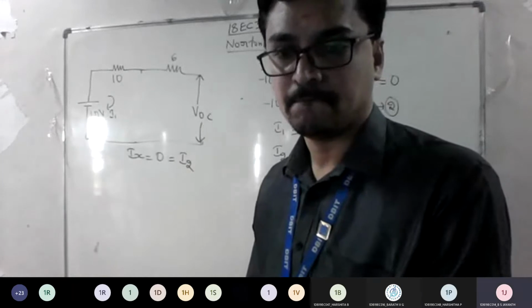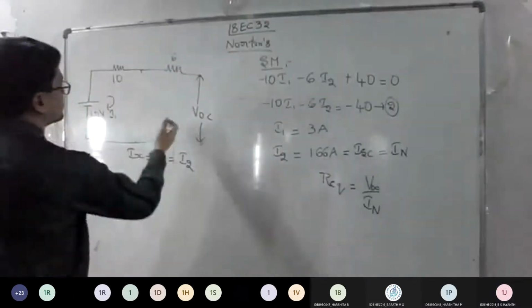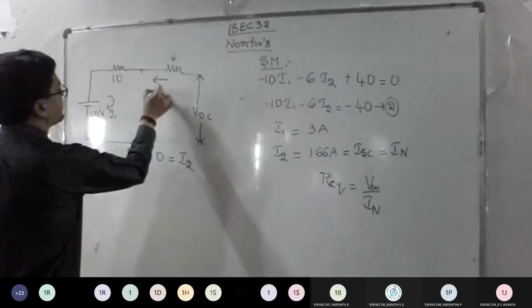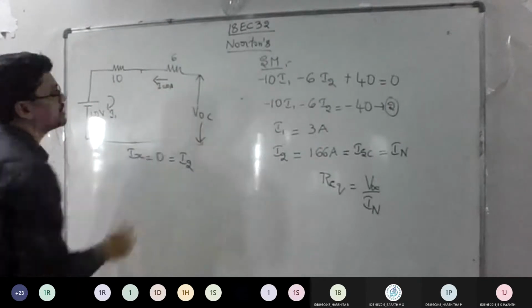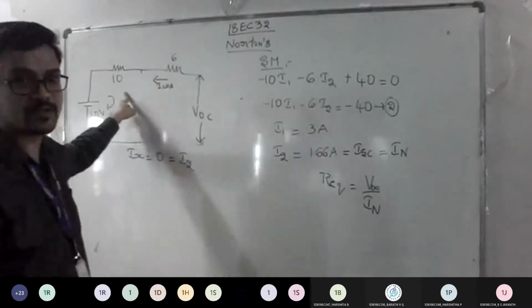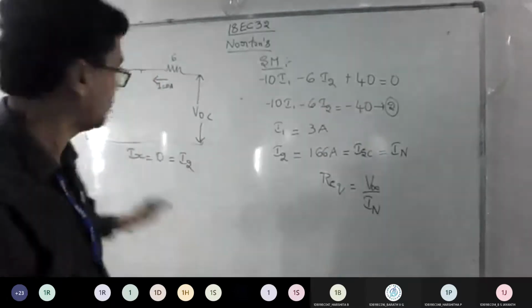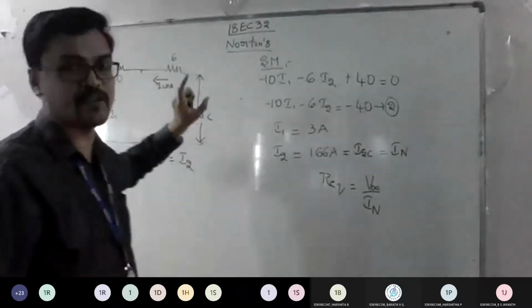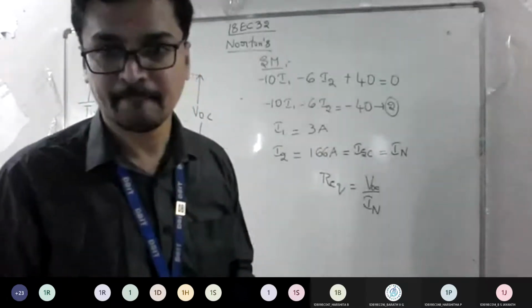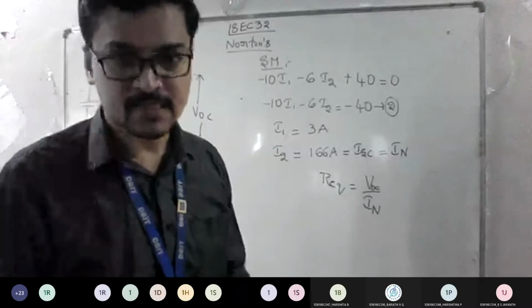Sir, 40 volts only. 40, sir? You will get the same, right? See, the concept is simple. When there is no flow of current, I can tell the current is equal to 0 amp. So across 6 ohm and across 10 ohm, there is no current. It means the same 40 volt itself is VOC. Is it fine, everyone?